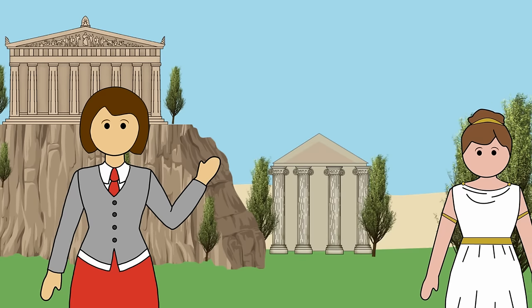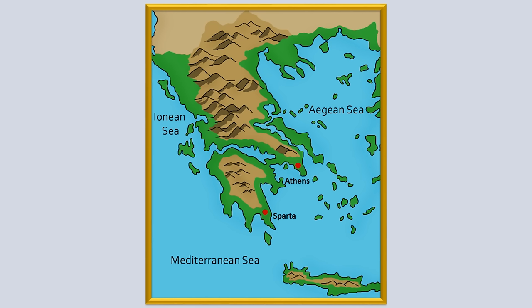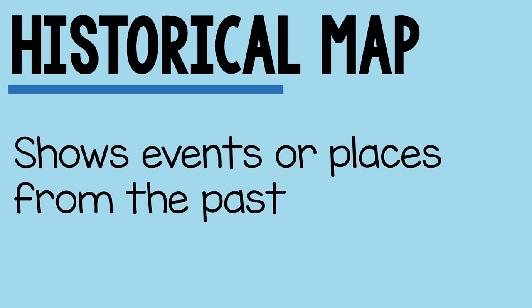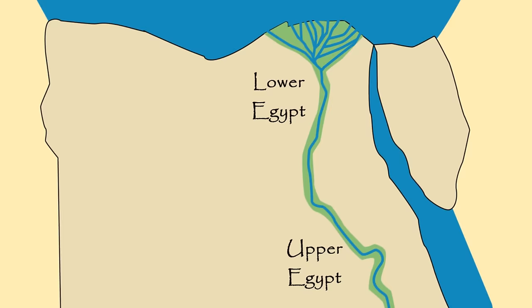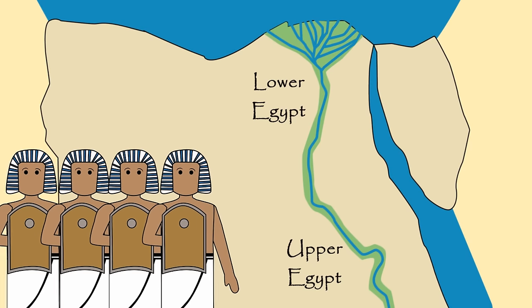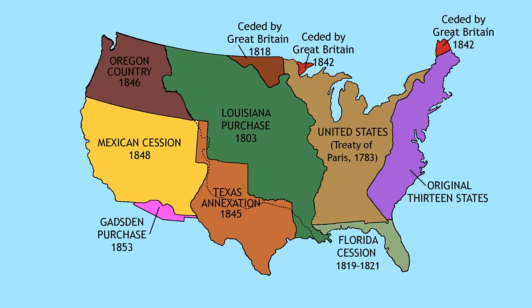When learning about the past, you may study a historical map. Historical maps show events or places from long ago, like battles, the locations of ancient civilizations, borders that have changed over time, and more.